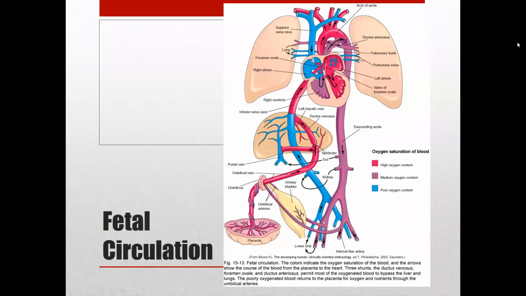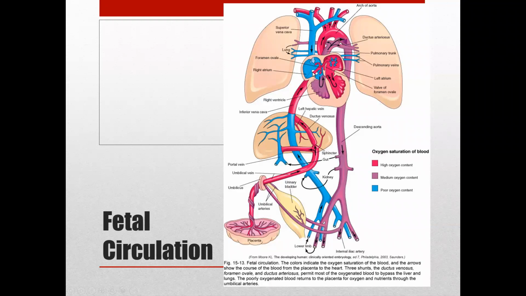So to review fetal circulation, we have blood coming from the placenta after it gets oxygenated, from the mom's blood. The blood travels back towards the right heart. It bypasses the liver because the mom's blood already detoxified and broke down anything in the blood. So the blood enters the right atrium.